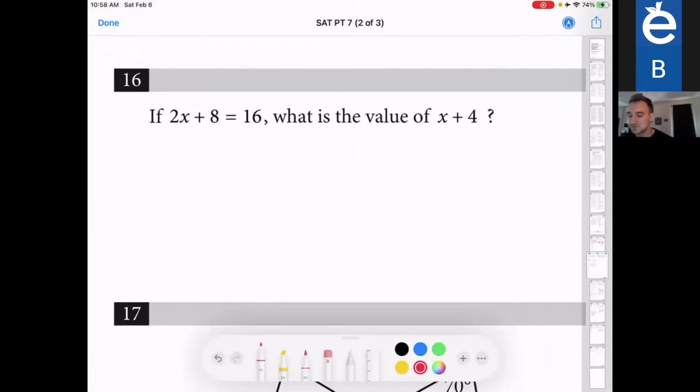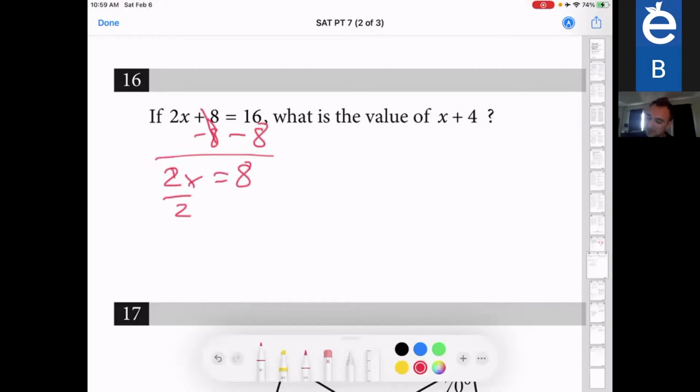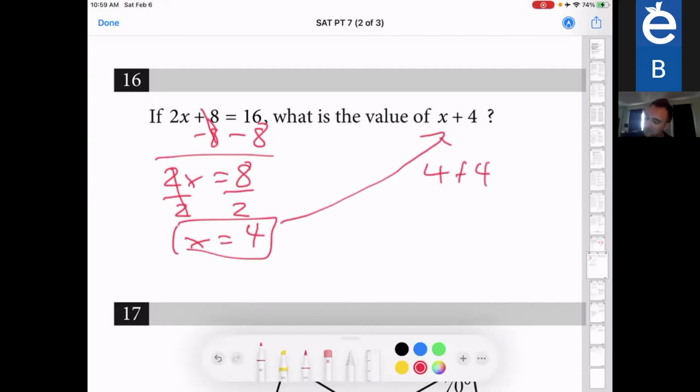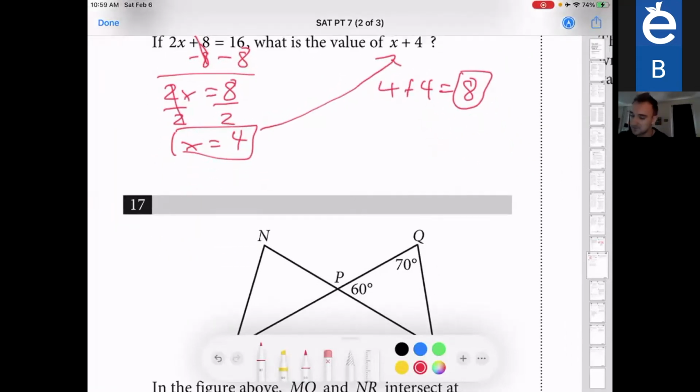It says if 2x plus 8 is equal to 16, what is the value of x plus 4? So given that equation over there on the left, we need to just solve for x. We can take that value of x, plug it into x plus 4, and get our answer. So to solve for x, I need to subtract 8, so 2x is equal to 8, and I need to divide by 2. x is equal to 8 divided by 2, my x value is equal to 4. Plug that in over here, 4 plus 4 is equal to 8, that's my answer. I'd grid in 8 as my answer.